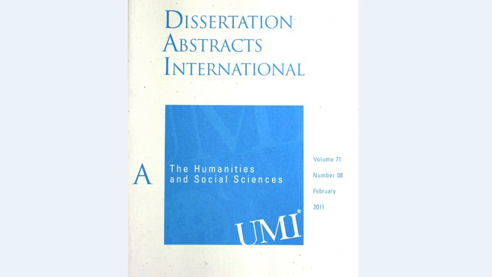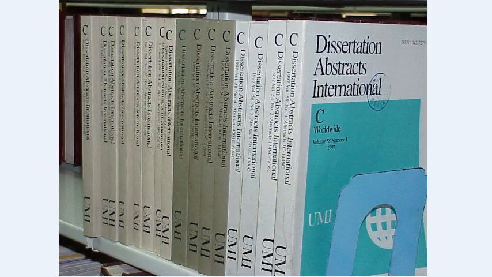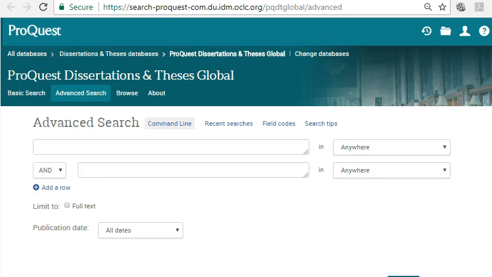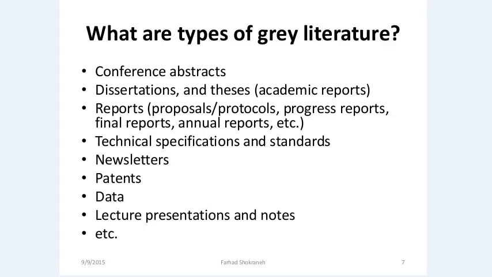ProQuest Dissertations and Theses, also called PQDT, is the online version of a former print publication that was called Dissertation Abstracts International. This database is the largest database of doctoral dissertations and master's theses. It is also the official Library of Congress archive of digitized doctoral dissertations. This database is not specifically geared toward music research, but it is important for you to know about it.